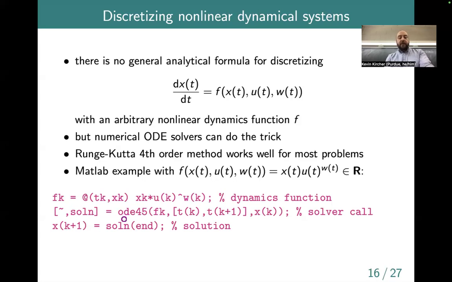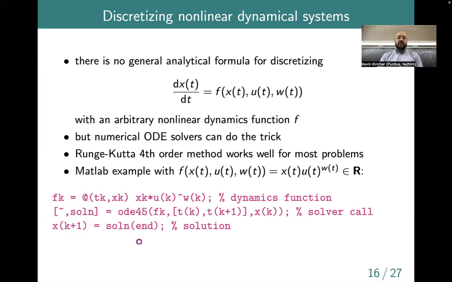Then here is the solver. ODE45 is the MATLAB function that does the Runge-Kutta fourth order method. We take our function, the right-hand side function that shows up here, and plug that in. We give it the initial time and the final time we're interested in, and then the initial state, the state at time tk. Under the hood it does some very clever calculations to integrate forward from the initial state xk to the final state xk plus 1. At the end, you can extract your xk plus 1 as the last element of the solution object.